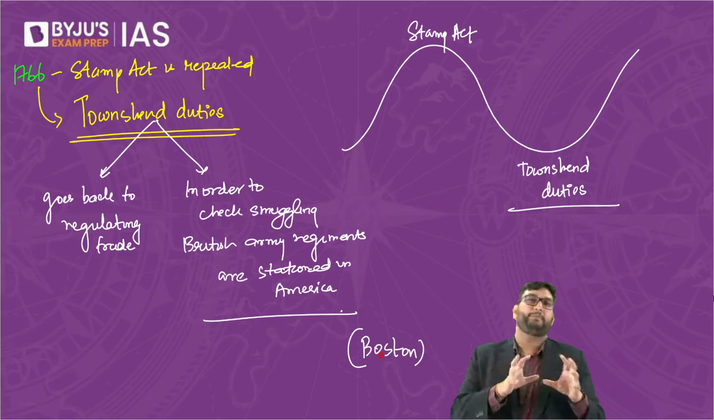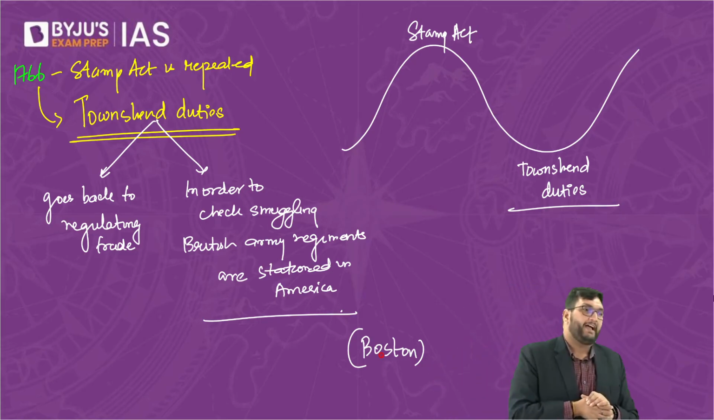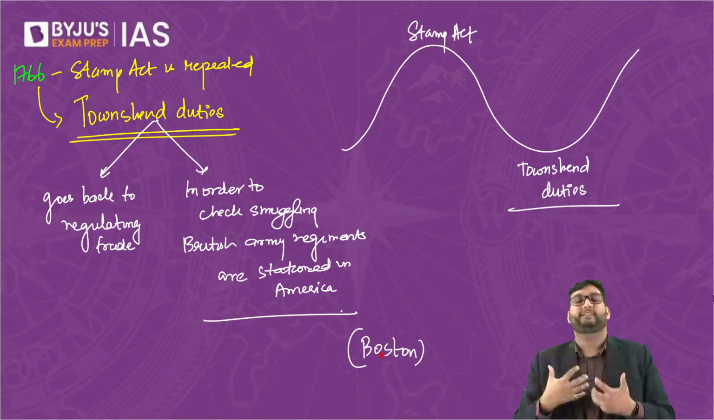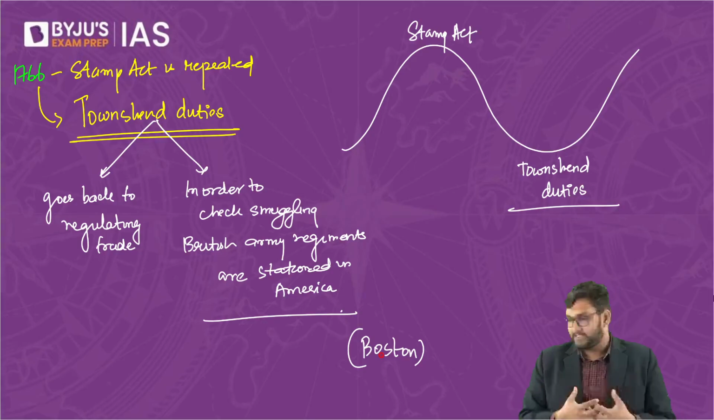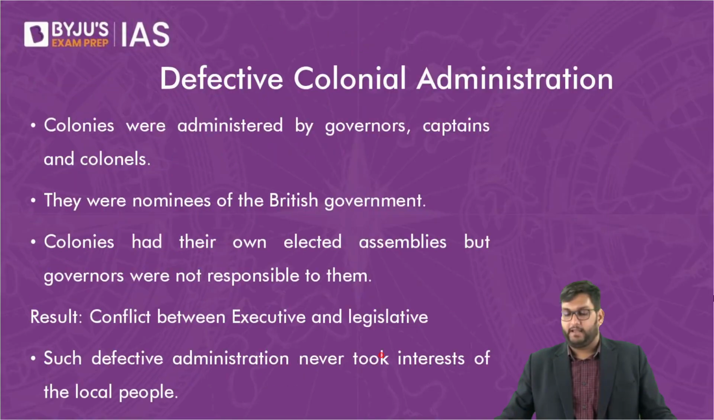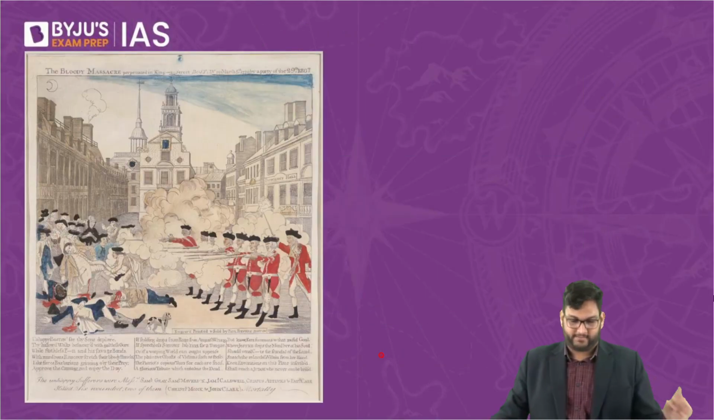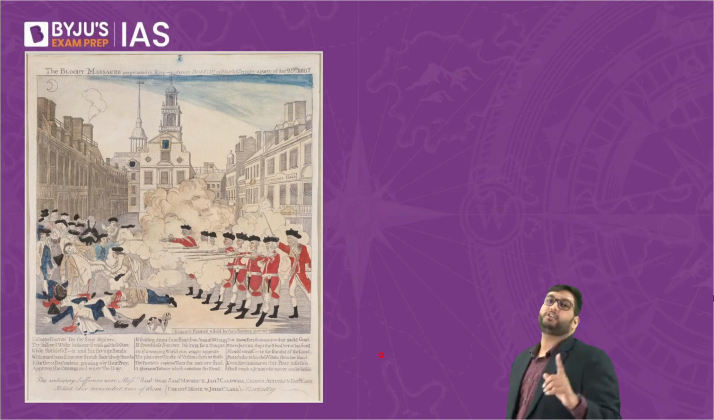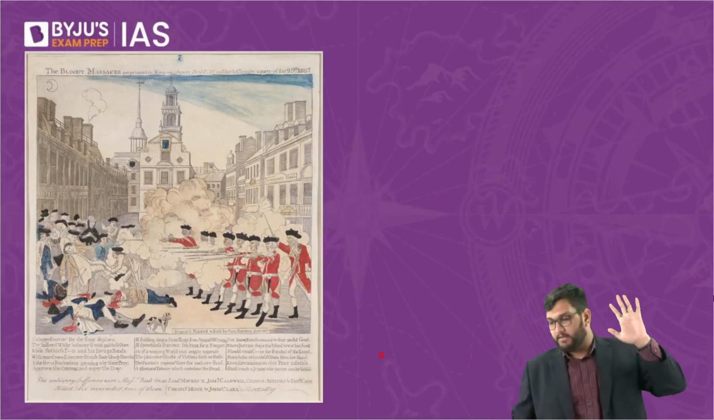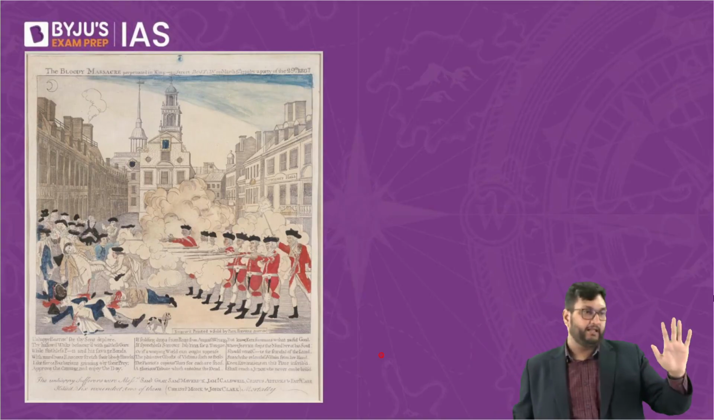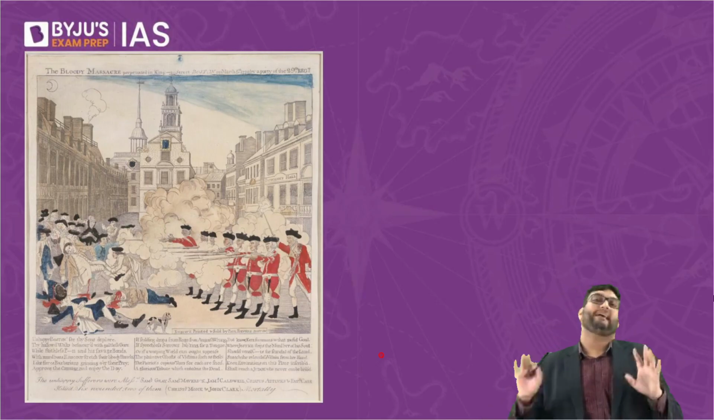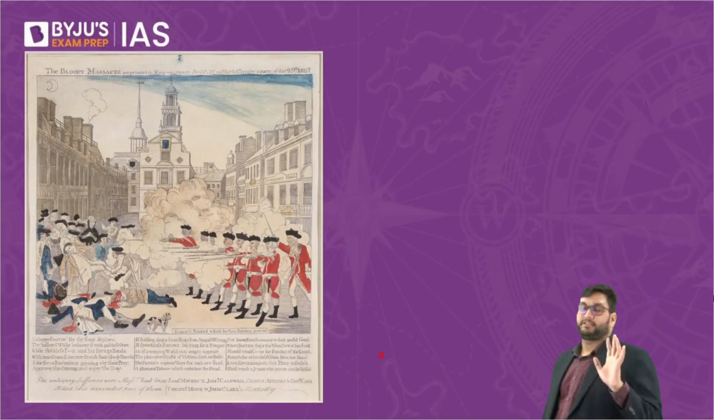Now, the crowd was not bigger than 10 people, and the soldiers got so irritated by this act of these teenagers that they will shoot at the teenagers and 5 people will die. 5 people will die. And in American history, this is called the Boston Massacre.